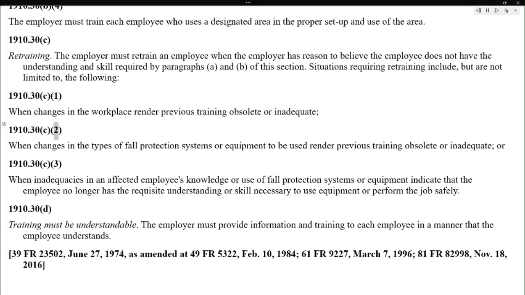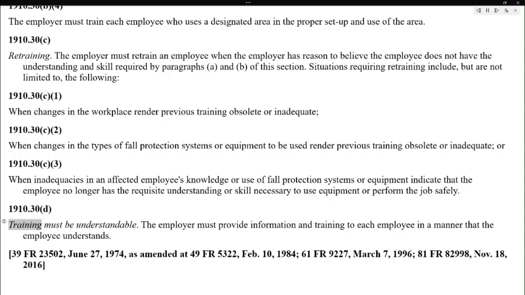1910.30(c)(2). When changes in the types of fall protection systems or equipment to be used render previous training obsolete or inadequate, or 1910.30(c)(3). When inadequacies in an affected employee's knowledge or use of fall protection systems or equipment indicate that the employee no longer has the requisite understanding or skill necessary to use equipment or perform the job safely.